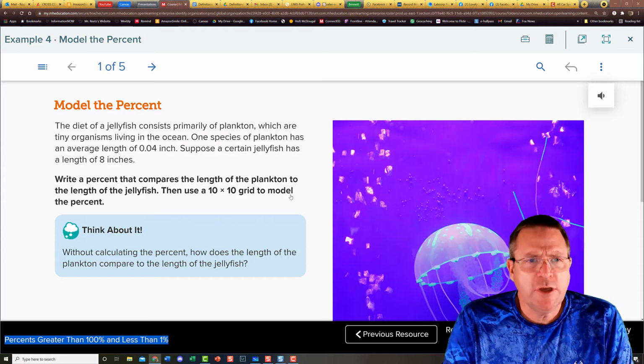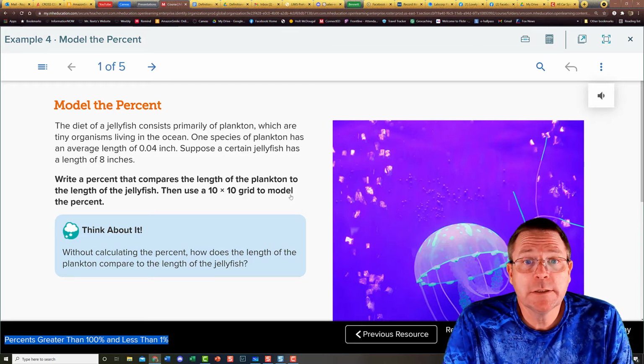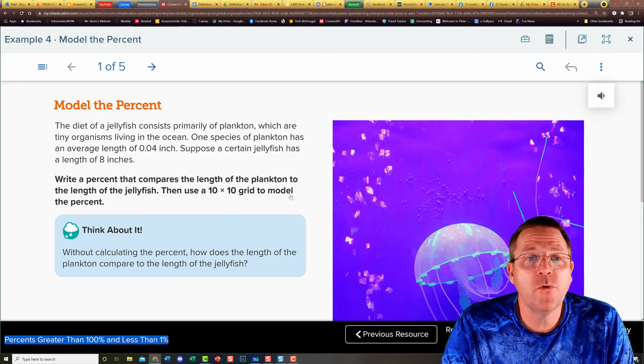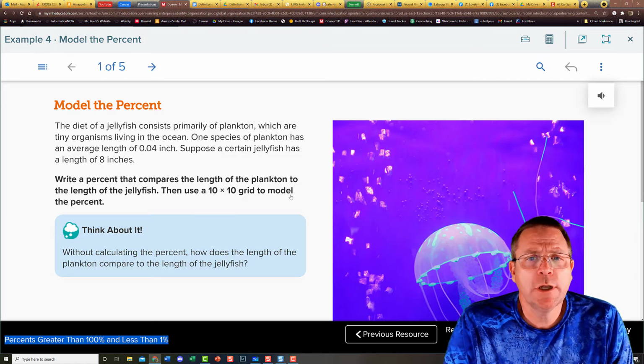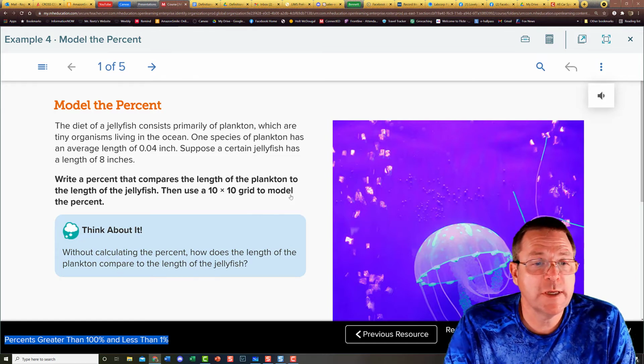The diet of a jellyfish consists primarily of plankton, which are tiny organisms living in the ocean. One species of plankton has an average length of 0.04 inch. Suppose a jellyfish has a length of 8 inches. Write a percentage that compares the length of the plankton to the length of the jellyfish, and then use a 10 by 10 grid to model this percent.